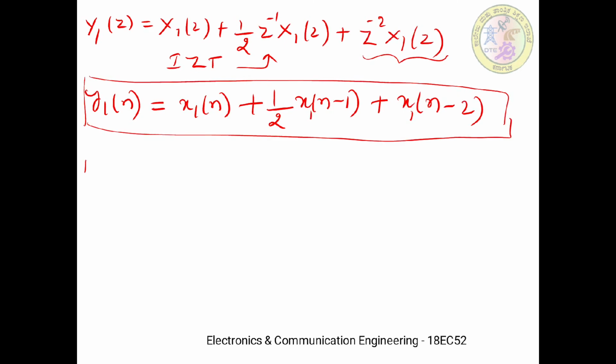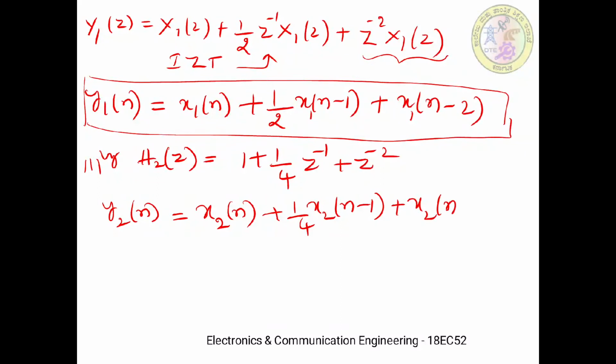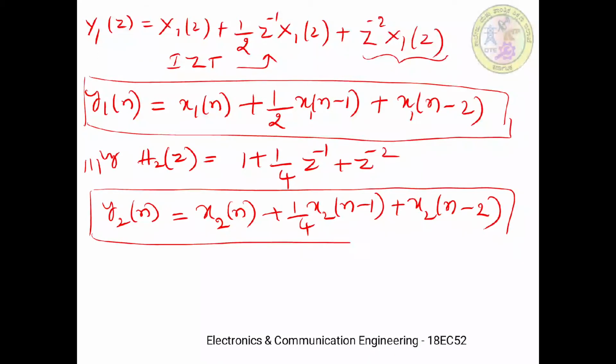Now similarly, take H2 of z. Okay, so what was H2 of z? 1 plus 1 by 4 z inverse plus z raised to minus 2. So following the same procedure, you can see that y2 of n for this will be x2 of n plus 1 by 4 into x2 of n minus 1 plus x2 of n minus 2. So this is the difference equation for the second stage in the cascade.